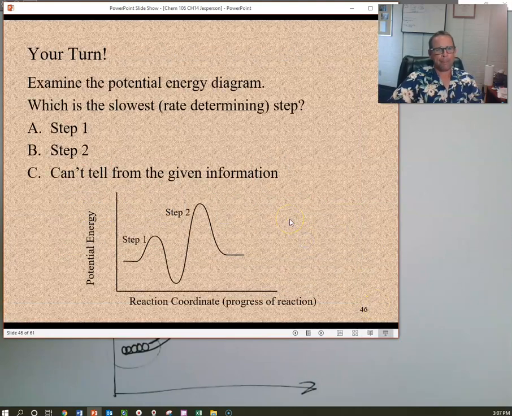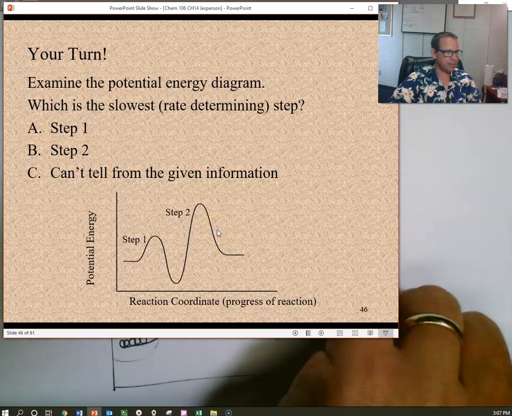So, here it is. Which one of these steps is the slowest? Step 1 or step 2? Sarah, any ideas?